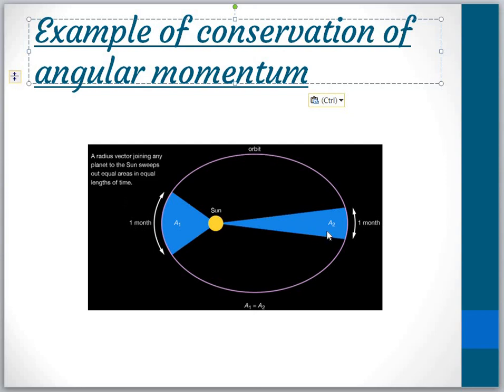So at the nearby point, the perigee point, the particle moves with large velocity. At the apogee point, the planet moves with slow velocity.